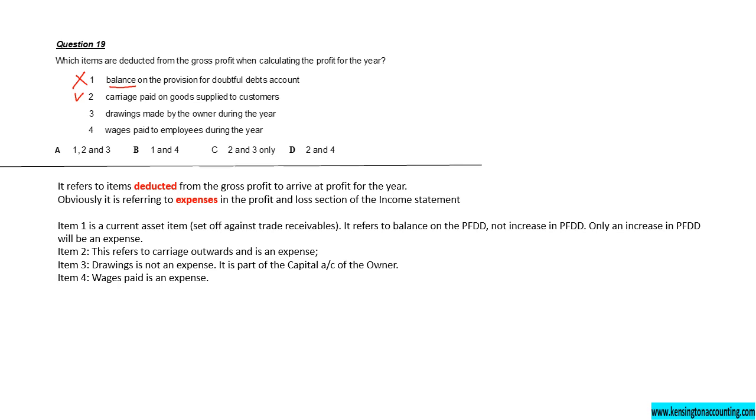Item 3, drawings. No, drawings is not an expense. It goes straight to the capital account in the balance sheet. Therefore, it is not an expense. Item 4, wages paid to employees. Yes, wages is an expense. Therefore, only items 2 and 4 are expenses. Therefore, the answer should be D.